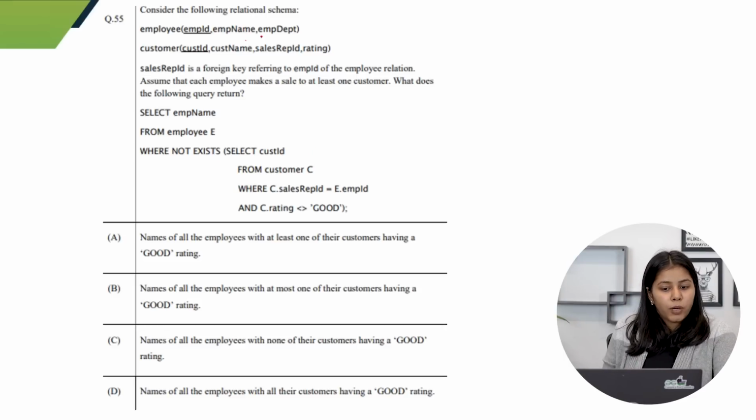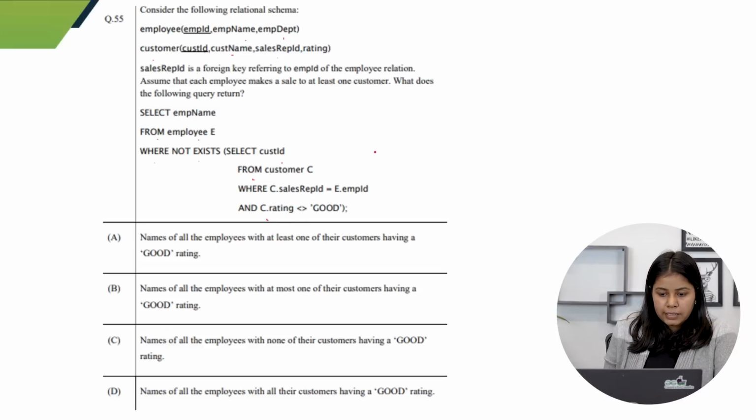Employee ID, employee name, and employee department, and customer ID, customer name, sales rep ID is a foreign key referring to employee ID. Okay, and then we have a rating. Now they have given us a query. In this, they are saying select employee name from employee where not exists. Select customer ID from customer C where C dot sales rep ID is equals to E dot employee ID, and C rating is not equals to good.